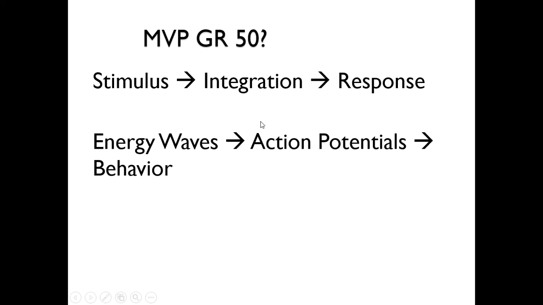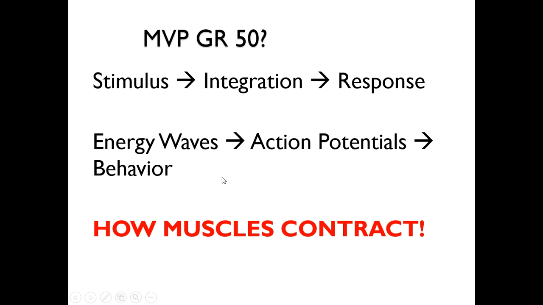Our brain integrates those, causing a bunch of action potentials inside of our nerves. So we go from electromagnetic waves or sound waves to electrochemical waves, action potentials, which then leads to our behavior, our response. You flex a muscle, for instance, right? You pee your pants. Now, how do muscles contract is the other big part of GR50. It's ultra complex, and that's why the AP loves it. Plus, it's really fascinating to understand.